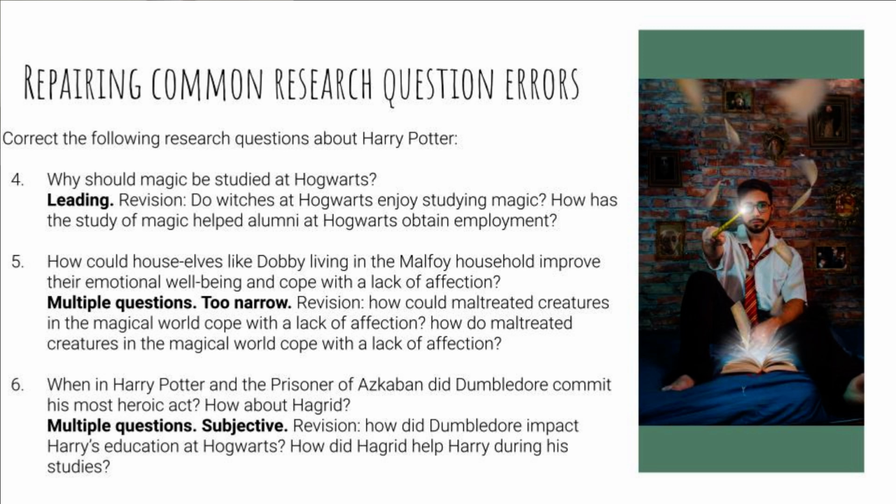Number five: how could house elves like Dobby, living in the Malfoy household, improve their emotional well-being and cope with a lack of affection? This has multiple questions, way too many words. There are unnecessary words here, and we're asking multiple questions. This is also quite narrow. You're focusing specifically only on house elves. Given the amount of discussion about house elves there is, and description of house elves' lives in Harry Potter, we probably don't even have enough information about house elves, at least from what I've read. So that's probably too narrow.